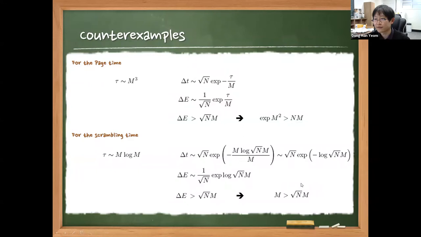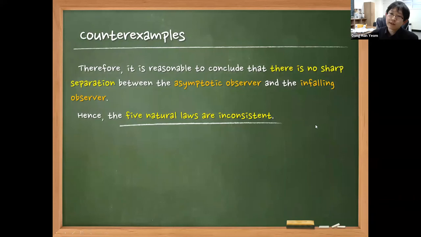So this means that people overlooked the number of species issue. If you have a reasonable number of species, which is more than one, so say order 10 or order 100 species, then it's very probable that within the scrambling time, the duplication of information can be observed, under the assumptions of black hole complementarity. So I think this provides counterexamples to black hole complementarity, and so it is very reasonable to conclude that there is no sharp separation between the asymptotic observer and infalling observer.